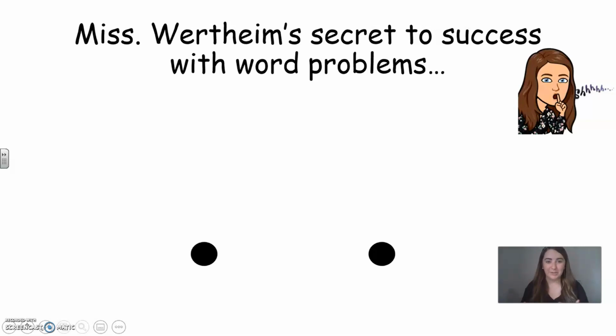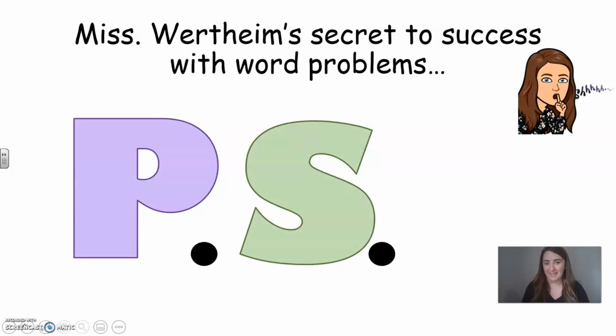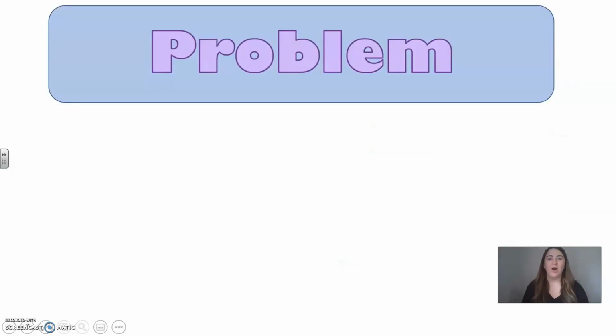And with my secret to success, there are 3 letters to help you. And if you can remember these 3 letters, then you are off to a great start. But remember, the first letter is P. Second letter is S. Third letter is A. P, S, A. Do you know what those 3 letters mean? I know my friends know what they mean. Do you? Once you know what these 3 letters mean, you are awesome.